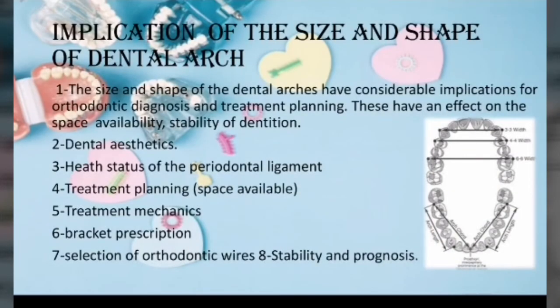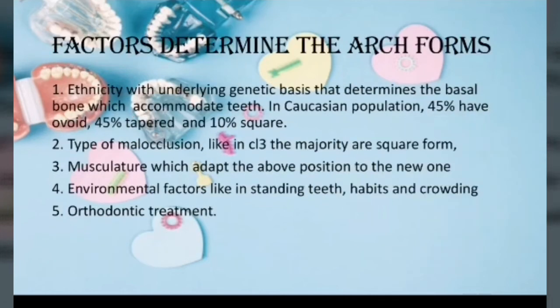Implications of the size and shape of the dental arch. The size and shape of the dental arch have considerable implications for orthodontic diagnosis and treatment planning. These have an effect on the space availability, stability of dentition, dental aesthetics, health status of the periodontal ligament, treatment planning, treatment mechanics, bracket prescription, selection of orthodontic wires, and stability and prognosis.